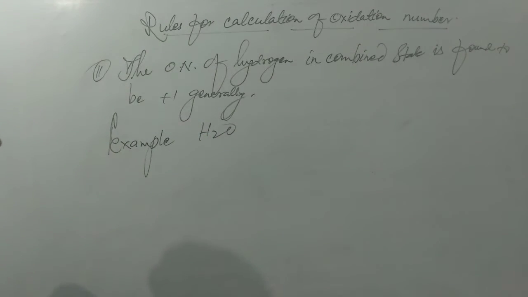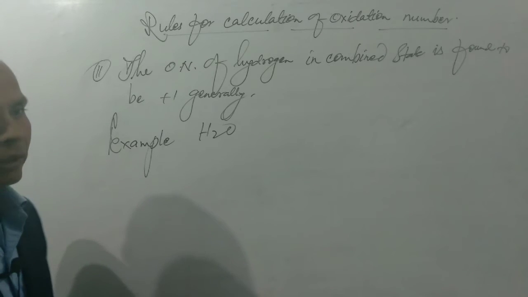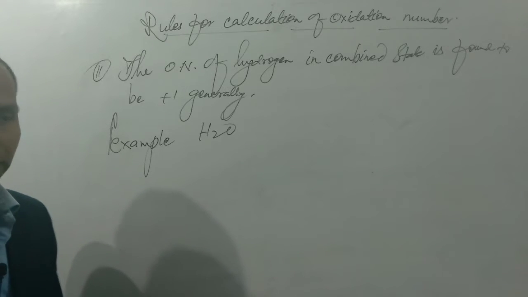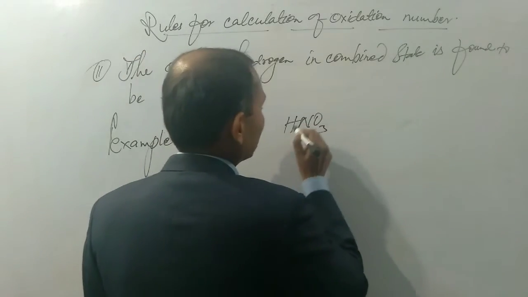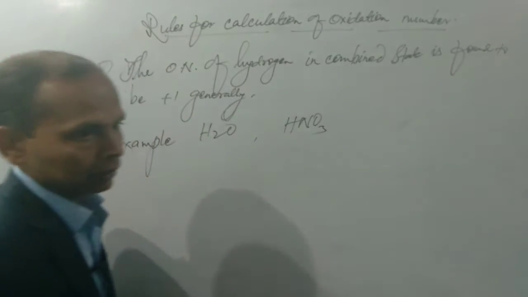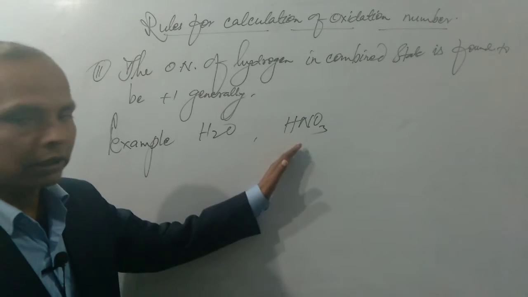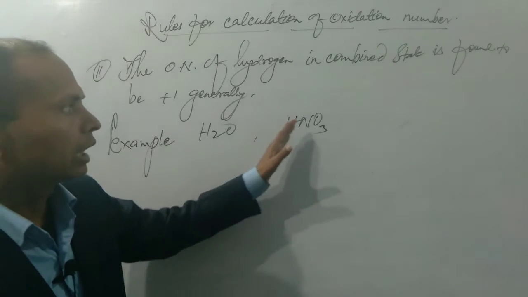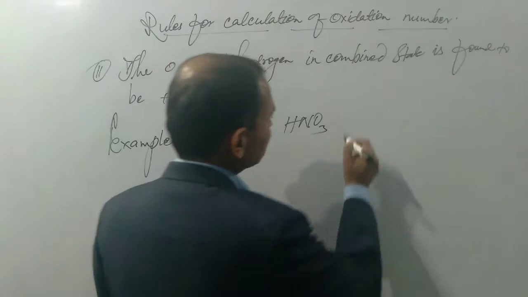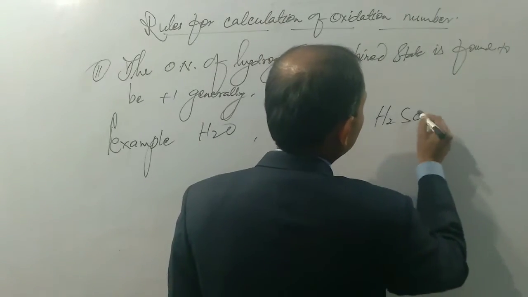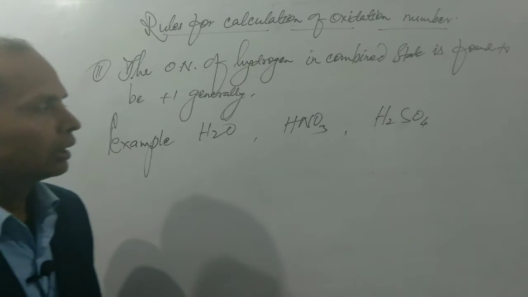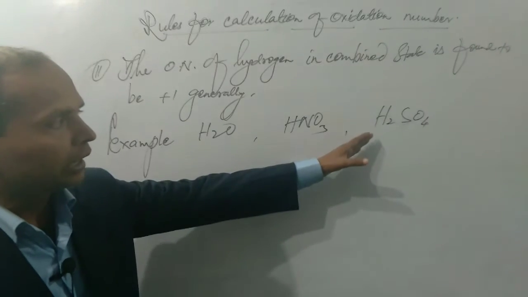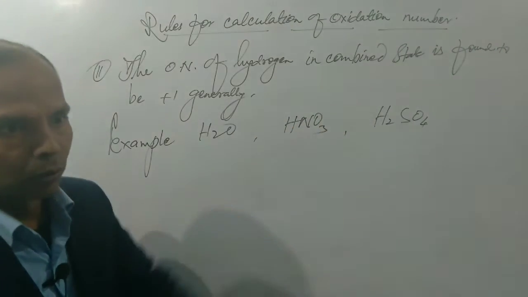This is the formula of water. In this compound, hydrogen is present in the combined state. Similarly, this is the formula of nitric acid. In this formula, hydrogen is present in the combined state with nitrogen and oxygen. Similarly, this is the formula of sulfuric acid, it means hydrogen sulfate. In this compound, hydrogen is present in the combined form.